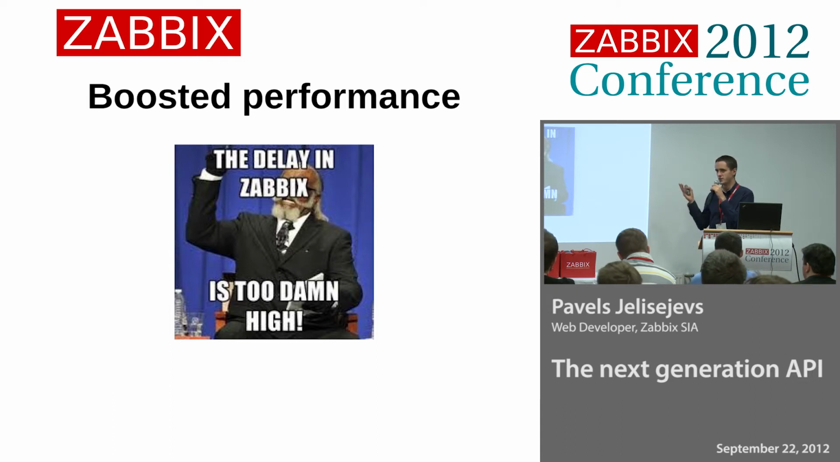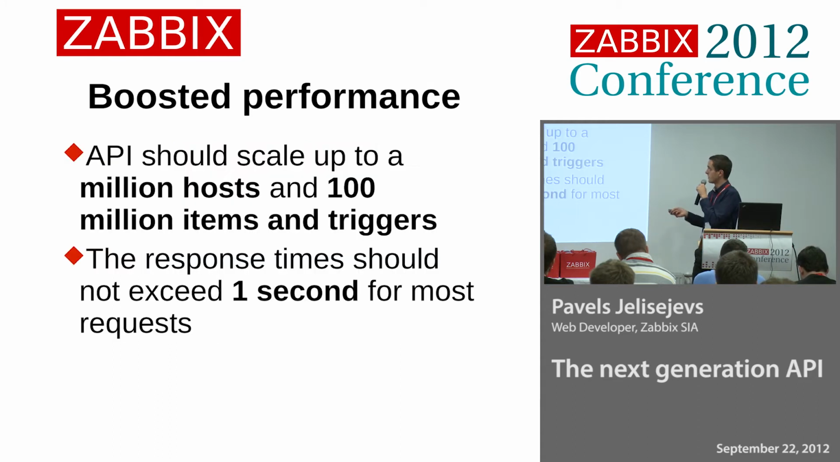So, yeah, I didn't even include any text on the slide, the picture says it all. The Zabbix API is kind of slow on large-scale installations. So I'm not going to make any heading promises here, but we have a couple of figures in mind. The Zabbix API should scale to 1 million hosts and 100 million triggers and items. And the response on such installations from most of the API calls should not exceed 1 second.